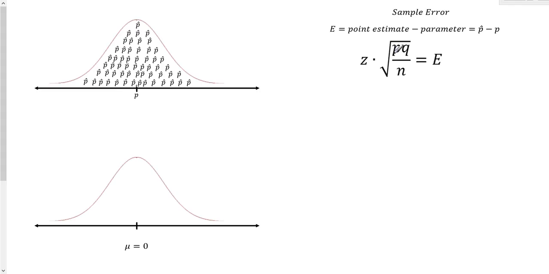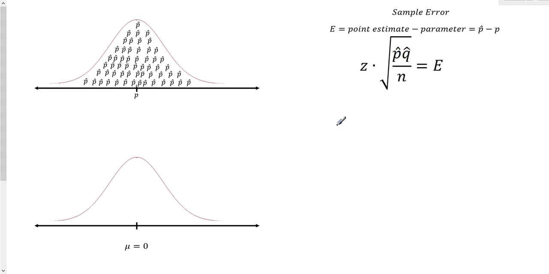Now, the problem is, in order to find E, the margin of error, I need to know P and Q, the population proportion and its complement, 1 minus the population proportion, which is Q. Well, that's not known. We're estimating it actually. So instead of using P and Q, we're going to estimate P and Q with p hat and q hat. So p hat is the sample proportion and q hat is 1 minus p hat.